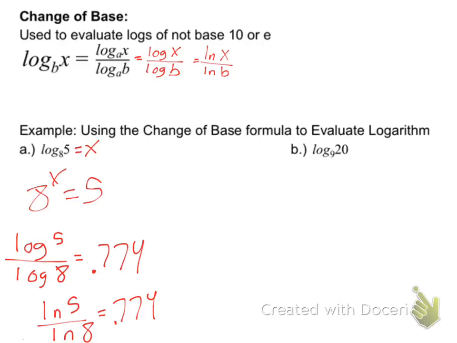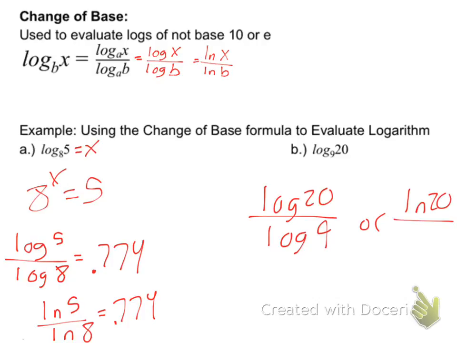Log base 9 of 20. 9 to what power is 20? Bigger than 1, but less than 2. So, you need to do log of 20 over log of 9, or natural log of 20 over natural log of 9. A little bit easier to write natural log. When you guys get to calculus and stuff, they'll most likely use natural logs versus logs.